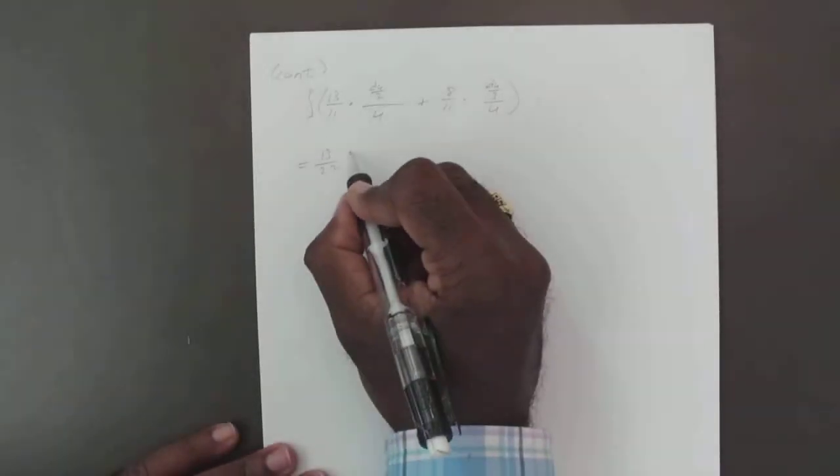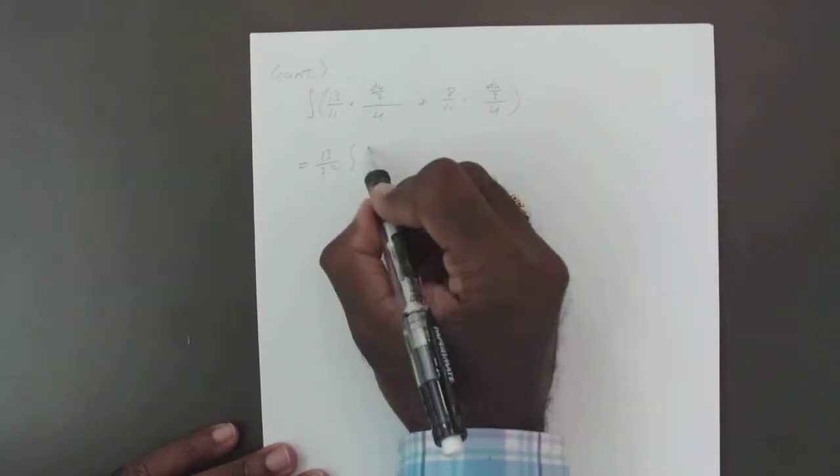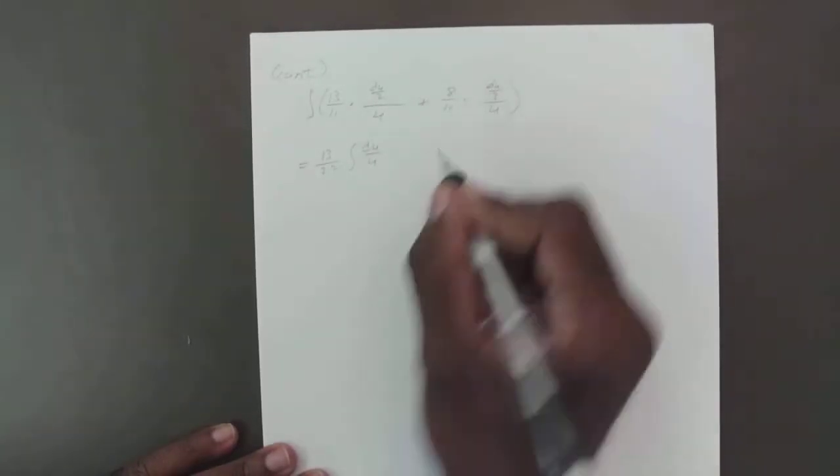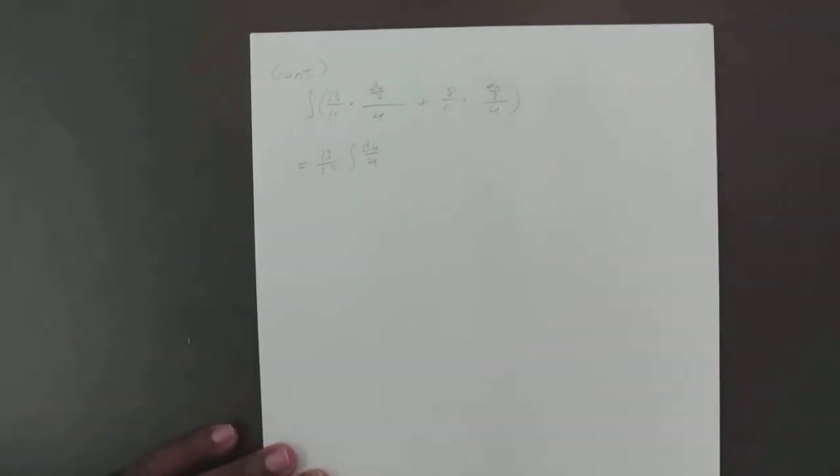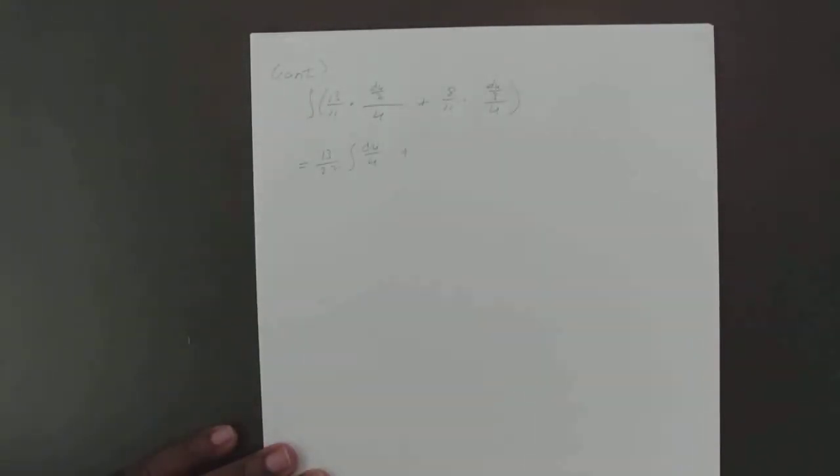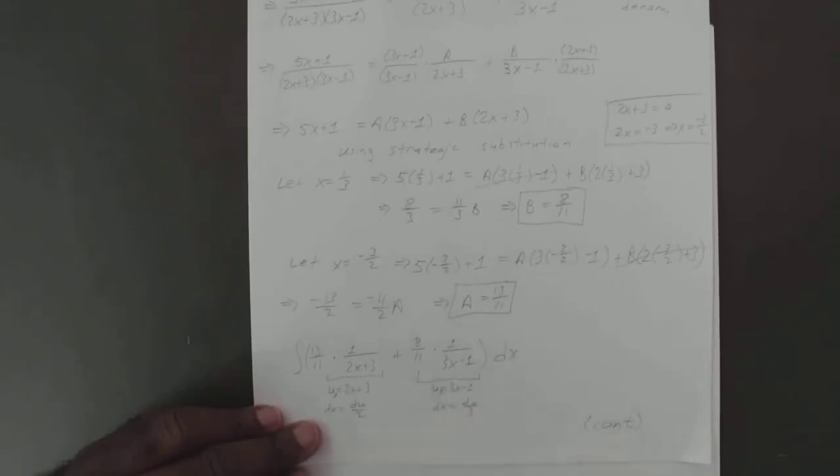Times the integral of du over u. Remember, for this one, the u's are different for both. So plus, u1 and u2. That may be a little bit easier, just to avoid confusion. u1 and u2.